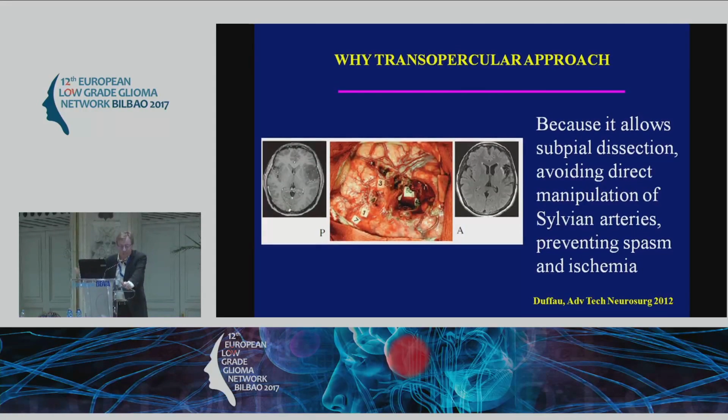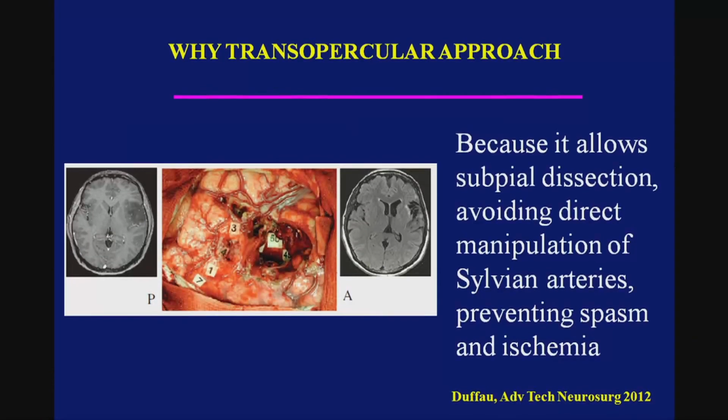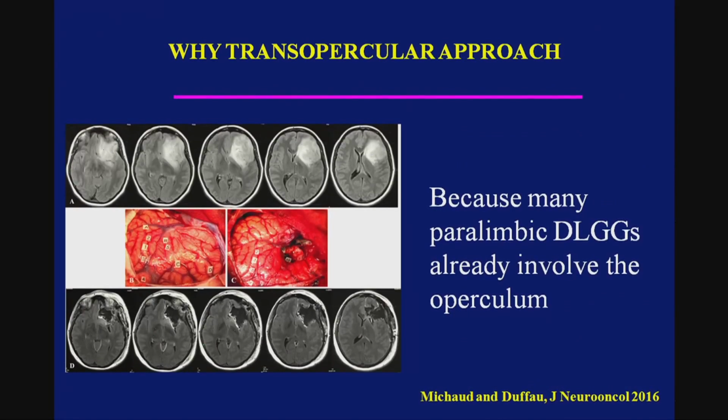Third, because no spasm. If you have a subpial dissection, in a sense, vessels are just protected by the pia mater. So that means that you don't need papaverine and to say, I hope that the patient will not have any stroke following surgery.